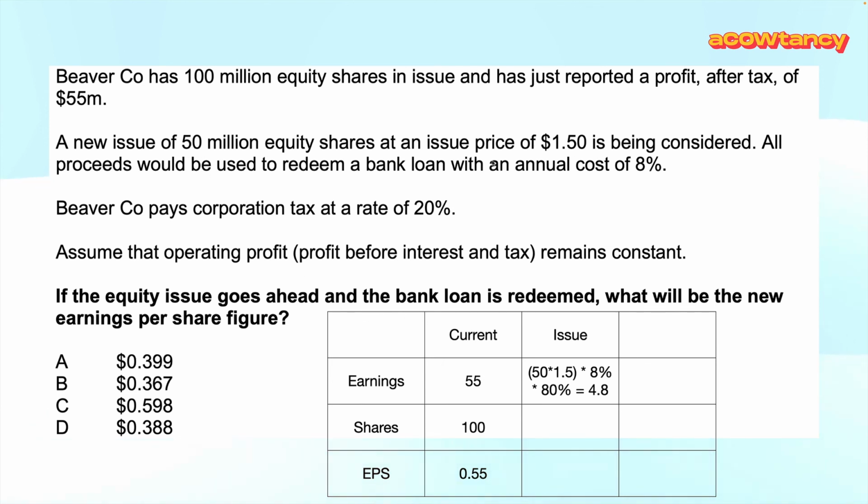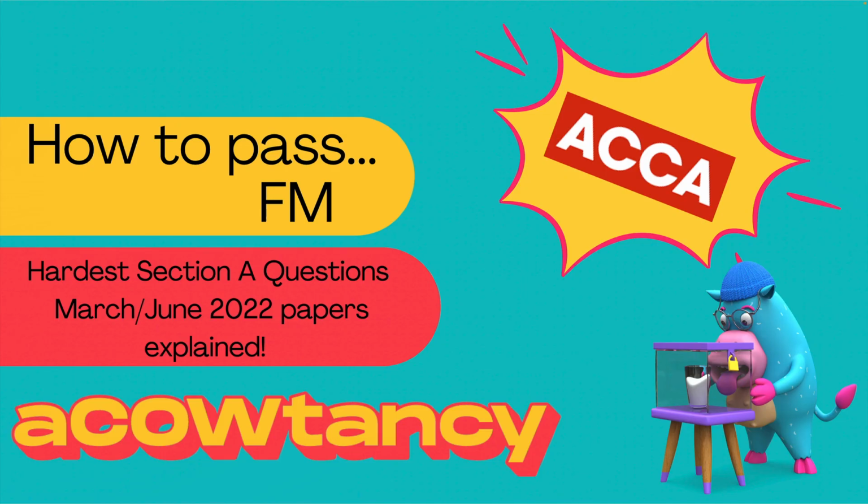How many shares did we actually issue new? 50 million. Not 50 times 1.5, that's the cash coming in. It's always earnings per share, per the number of shares. So shares were 50, and now we can add it across. So 55 plus 4.8 is 59.8. Number of shares, 150. One divided by the other is 0.399. So the answer is A. Okay, so you have now looked at the four hardest Section A questions according to the examiner from the March-June 22 papers. Good luck with your FM exam.